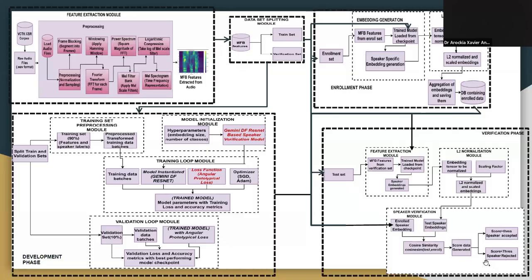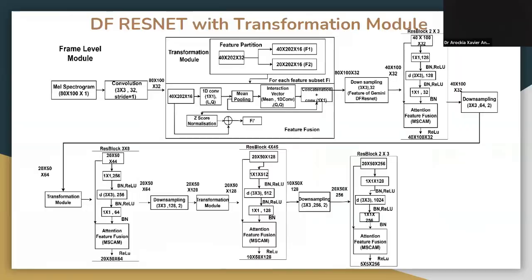So this is the entire stream of work that we had performed, and this is the transformation model, basically the DF, that is the depth first ResNet model. So here I've given the hyperparameters within the block. So it just gives a model of the entire ResNet. So the MelSpec program is the input, and initially the convolution layer, then the transformation model with feature partition, and you have the feature fusioning also happening here.